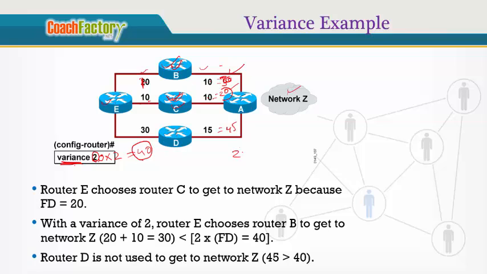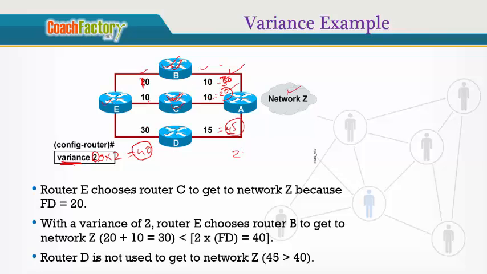How about via D? Via D, this path, it has 30 plus 15, which is 45, which is more than the multiplied value. So based on this command, variance 2, and this scenario, router E is going to include router B as well as router C, both the paths, to reach the destination network. It will do load balance between them.